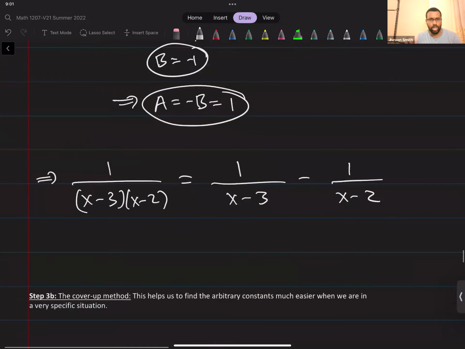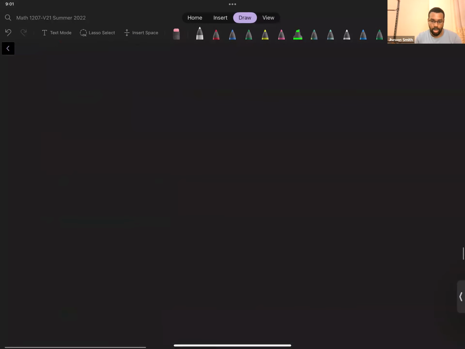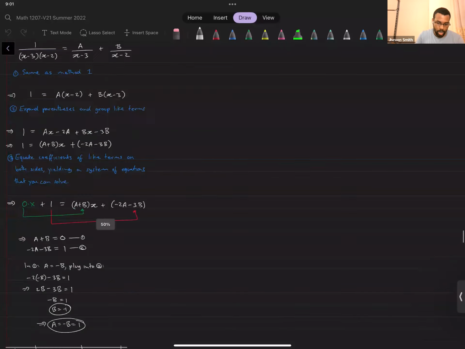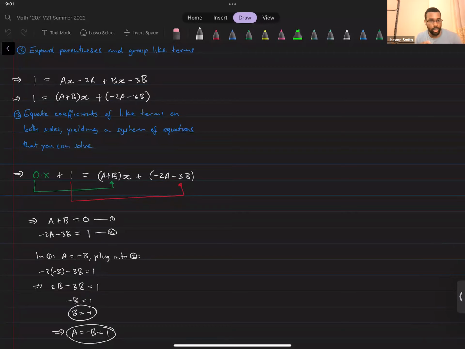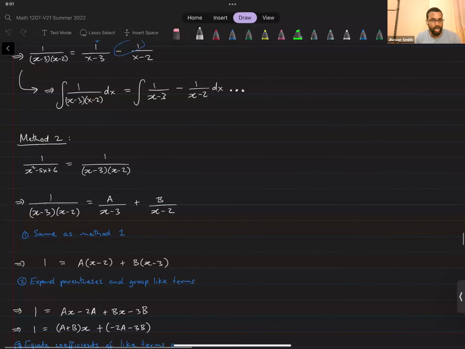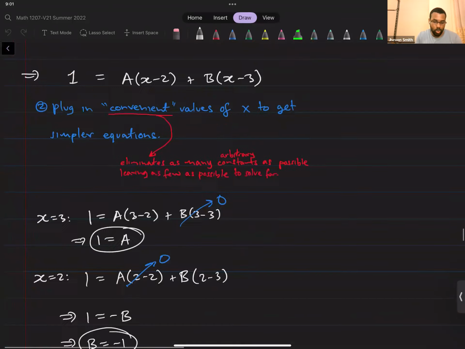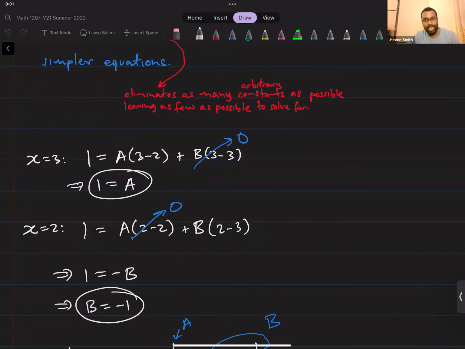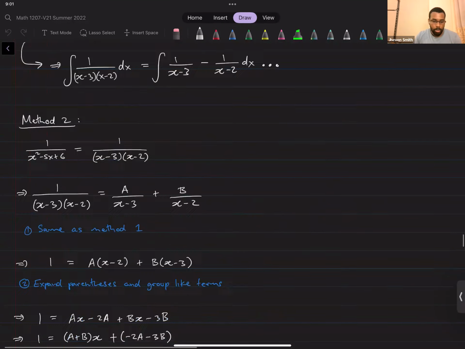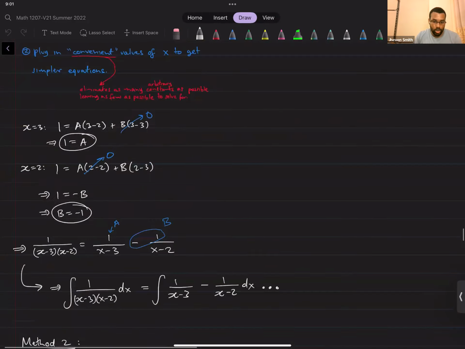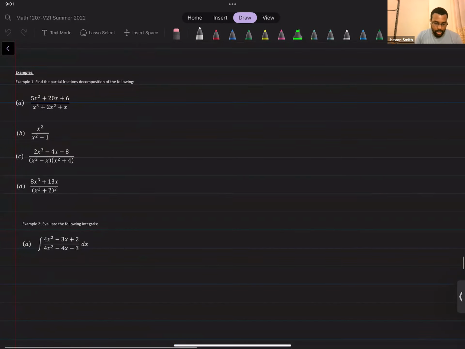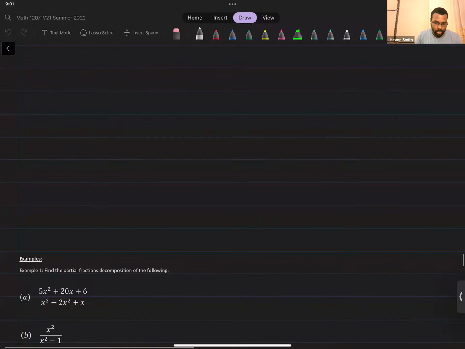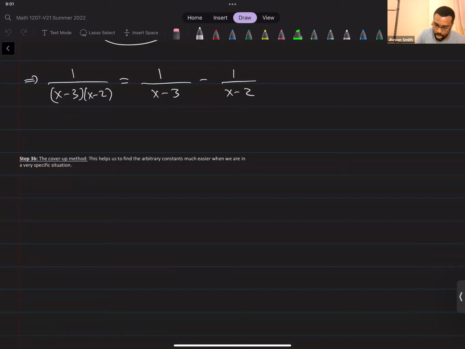Now, the cover-up method is like a shortcut that works sometimes, which I'll talk about next time. But these are the two main methods. And sometimes you mix and match. You might wonder, why would I use method 2? It seems like a lot harder. Well, there are times when with method one, there is no convenient x that eliminates people. It's possible that you have an equation where no matter what you plug in, you can't kill everyone. At that point, you might want to start grouping like terms and doing this sort of analysis down here. With one of these two methods, you can finish up that process. There are some examples here, which we'll talk about next time.